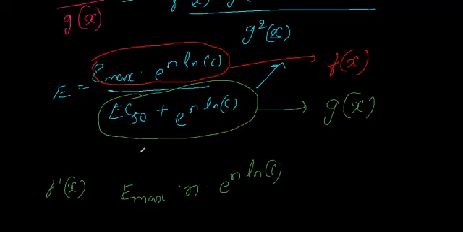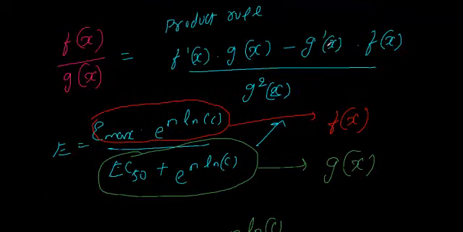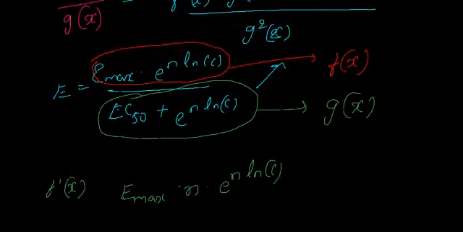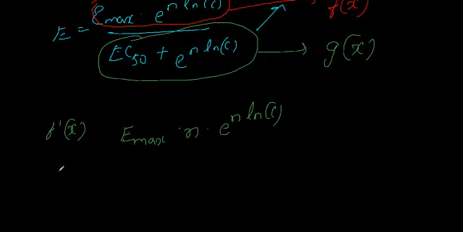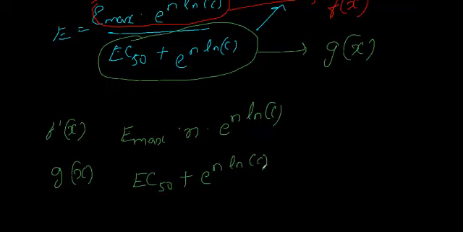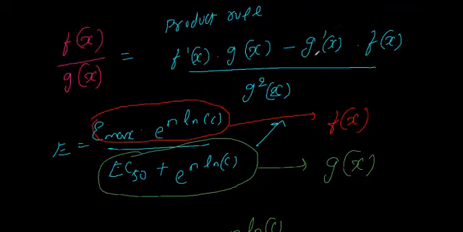And what is g of x? Next, I'm going to write g of x. What is g of x? Same as it is: EC50 plus e to the power of n ln of c. Okay. Next, what is it that we have? Next, g prime x times f of x.